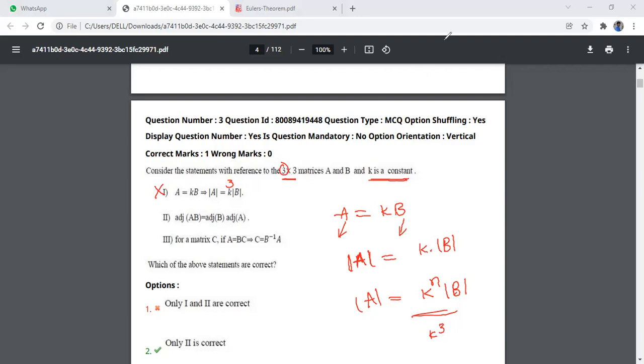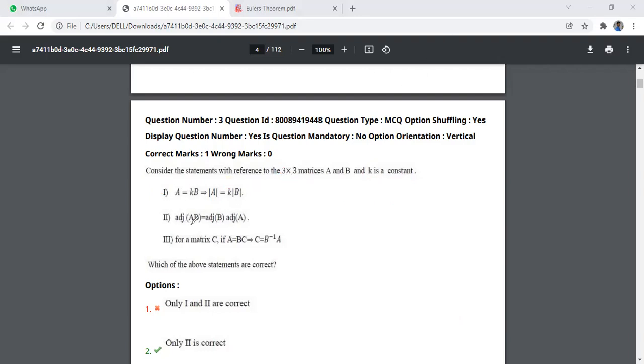Second one: adjoint of AB is equal to adjoint of B into adjoint of A. This is a direct formula. Adjoint of A into B is nothing but adjoint of B into adjoint of A, always we have to write from the back side. This is a true statement. And here, for a matrix C, if A is equal to BC, then they are saying C is equal to B inverse into A. This is also a true statement actually.